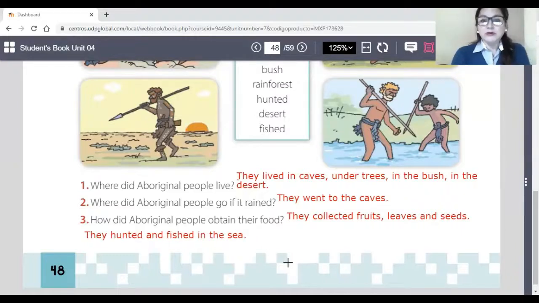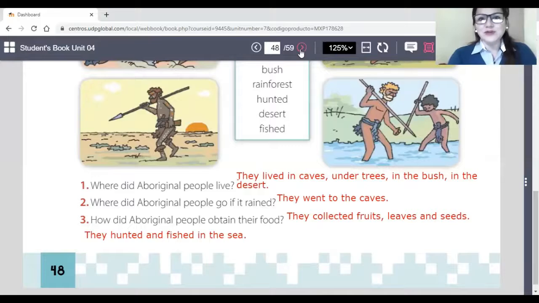Okay, remember the reading? They hunted and fished in the sea, okay? Or they collected fruits, leaves, and seeds, okay? Look, I need you to look at this. The auxiliary did in the question. If you use did, you're going to write the verb in present tense, because you're already using did in the past. Don't forget that.